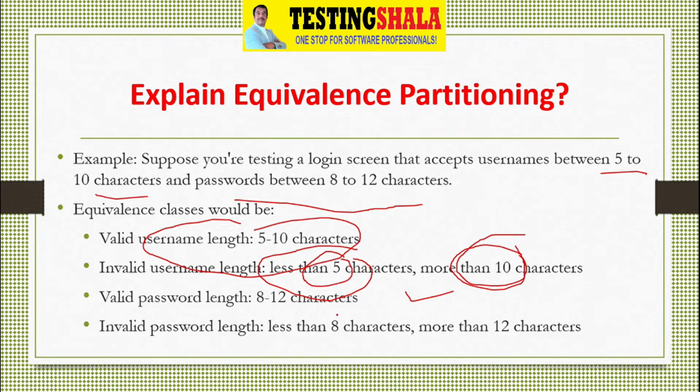Similarly, we can adopt equivalence partitioning for password length as well, which is normally 8 to 12 characters. We can have invalid password lengths which are less than 8 characters and more than 12 characters. If we group in this way, we can minimize and optimize the overall test cases we want to create using black box testing.